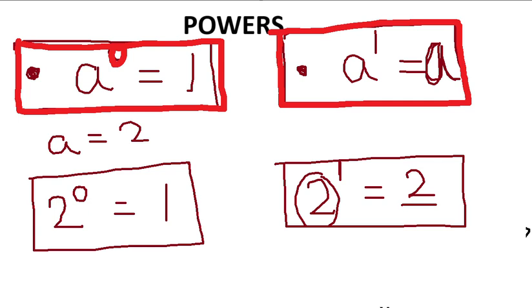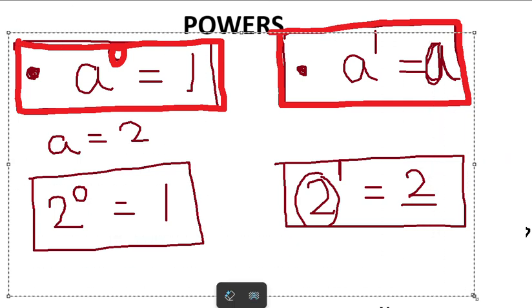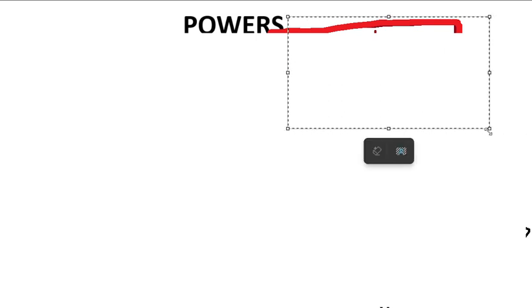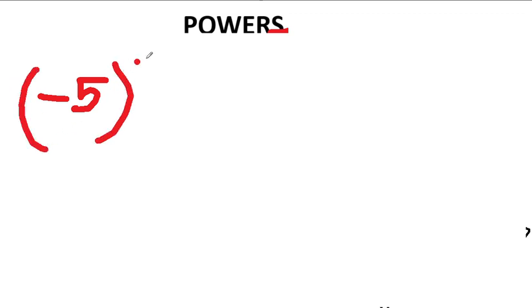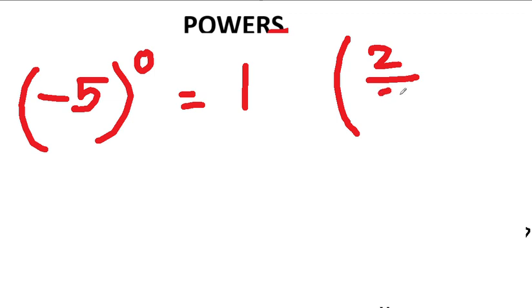Now, what if I have something like this? Let's take a negative value because negative values are kind of interesting. If we have negative 5 to the power of 0, what is the answer that you are going to get? Anything raised to the power of 0 will be equal to 1. So negative 5 raised to the power of 0 will also be equal to 1. Okay? Let me give you another example. I have 2/3. 2/3 raised to the power of 0. What is that going to be? That is also going to be 1.